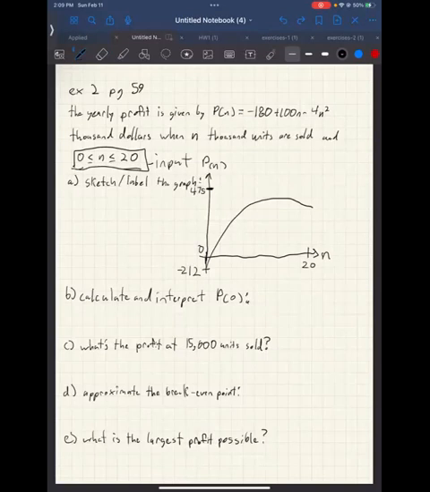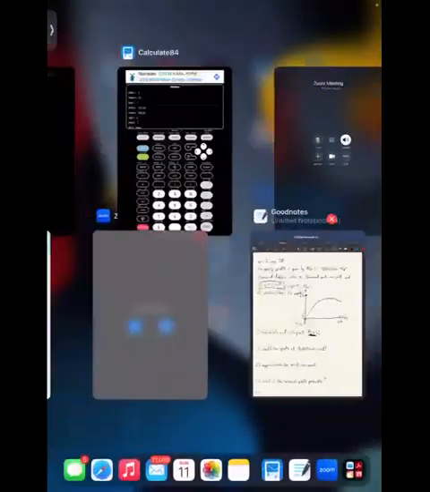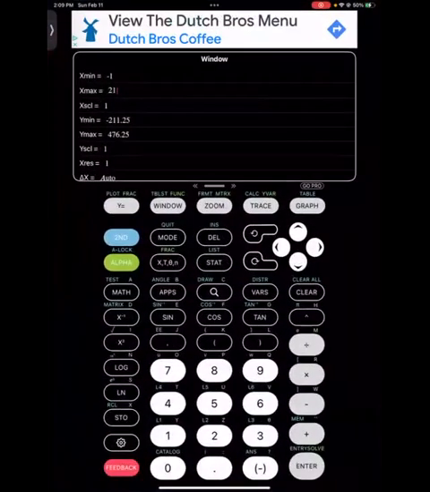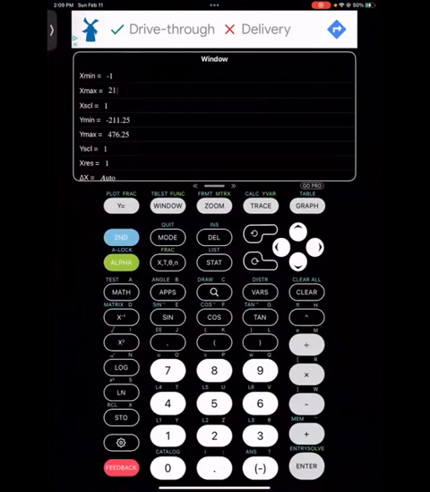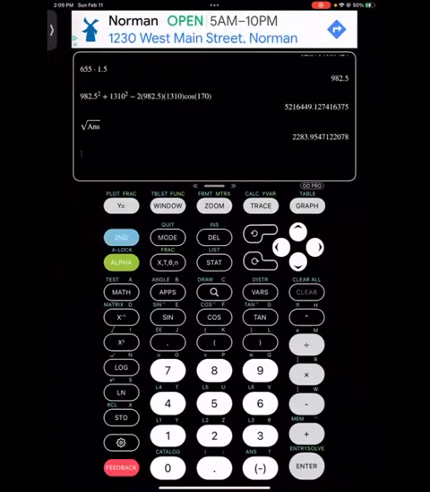Now we want to calculate and interpret p of 0. So in this function notation, that just means plug in 0 to our function. Well, to calculate it directly, our calculator is actually very good at knowing function notation. So if I just quit back to this regular main menu, if I were to type in y1 of 0, I could evaluate that. So let's do that.